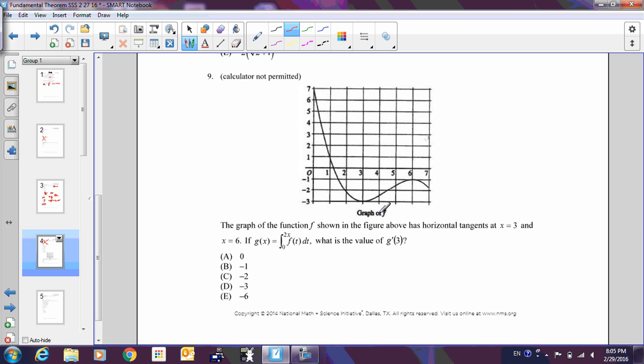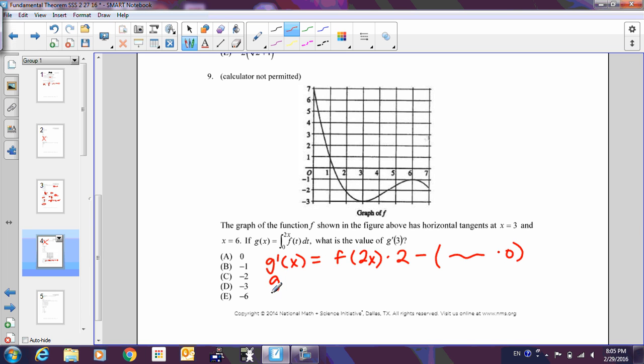Okay, so again, this is one of those where they give you a graph, but then they ask you about something else. And here, they tell you a little bit of information about the graph, and then they want to know what is g prime of 3. So the first thing we need to do is say, well, what is g prime of x? Well, that means I'm going to have to plug in the upper bound, so f of 2x. So I'm going to go times the derivative of the upper bound. And again, I'm going to minus something times the derivative of 0, which is 0. So I don't even need that second part.